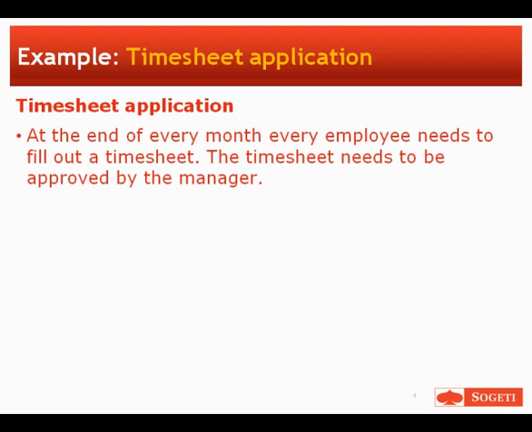The example used concerns a timesheet application. At the end of every month, every employee needs to fill out a timesheet. The timesheet must be approved by the manager. Timesheet codes may already have been allocated by the manager. These are then already visible on the timesheet. When the necessary code is not present, it can be selected from a list. On each activity, it is possible to book overtime.